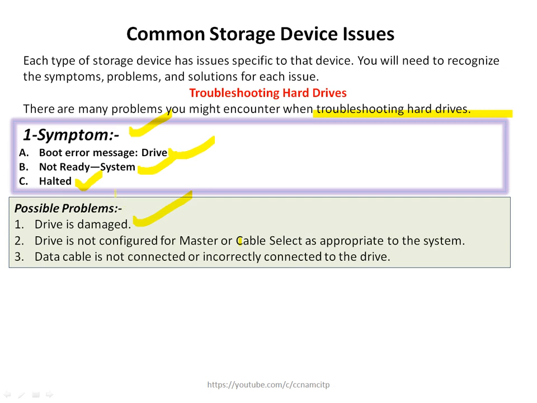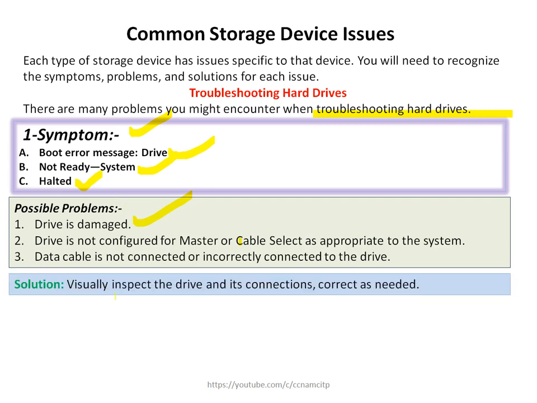Now what you need to do in this condition is very simple: just visually inspect the drive and its connections and correct as needed. If it is connected to the wrong port or the cable is not connected, you just need to reconnect all the cables properly and your problems will be rectified, for the boot error message, the not ready system and the halted system as well. So this is the very first symptom.